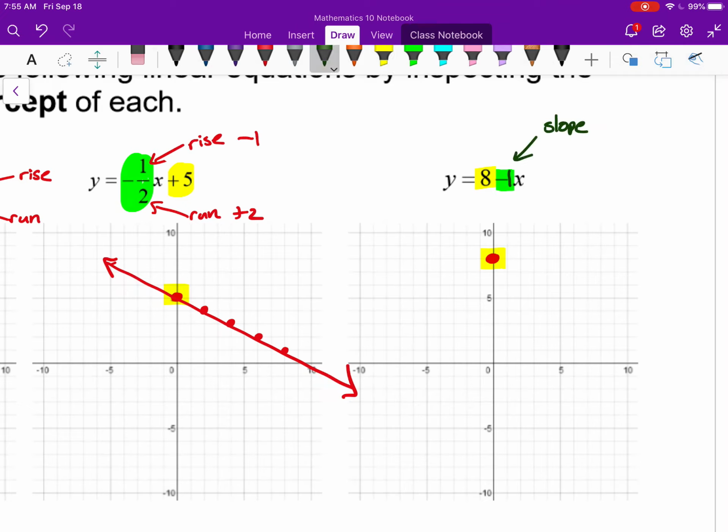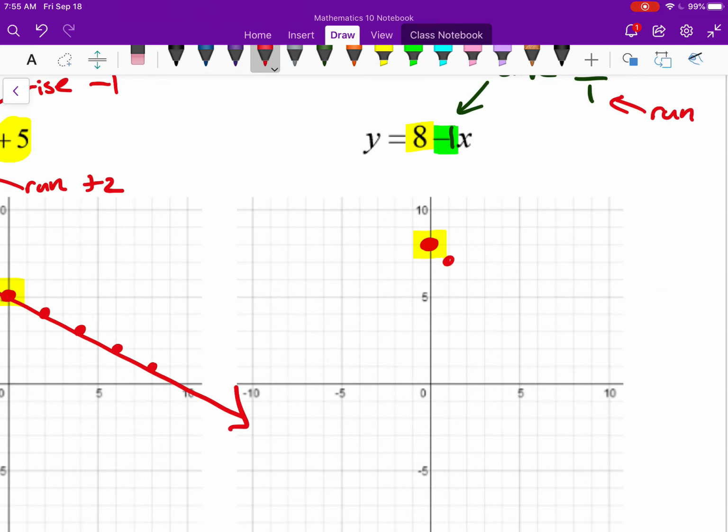So what does a slope of -1 look like? It's like -1 over 1. And so I'm going to go down 1 and over 1. So down 1 over 1. Pretty easy to visualize. Down 1 over 1, and so on.